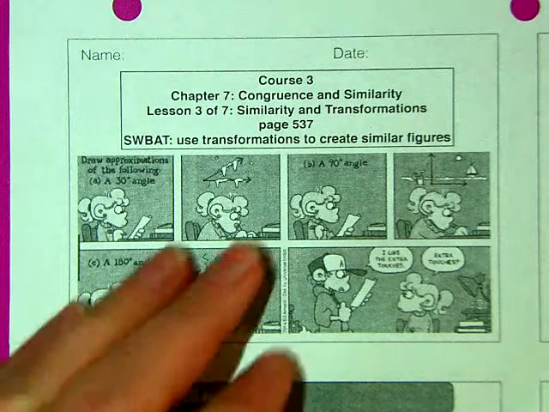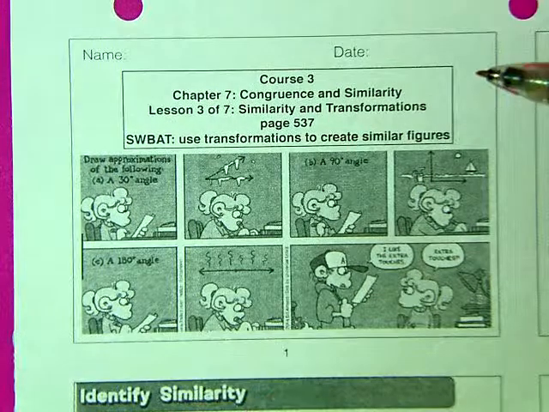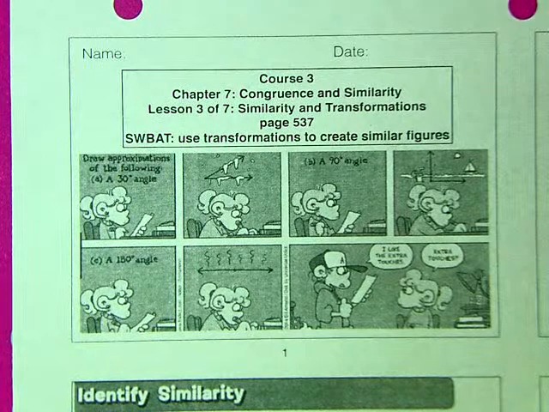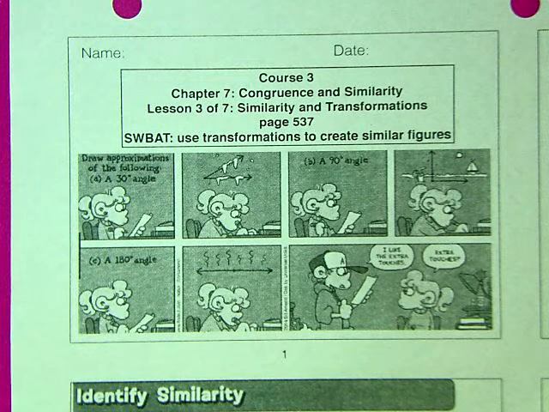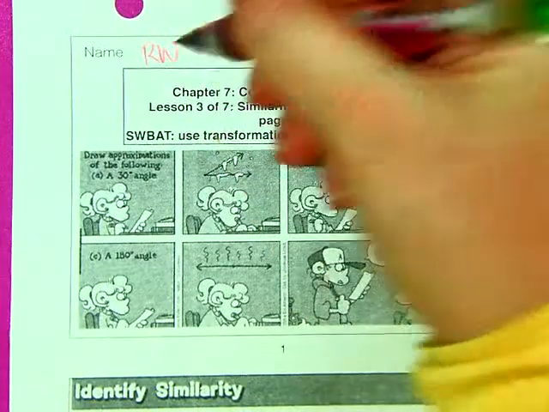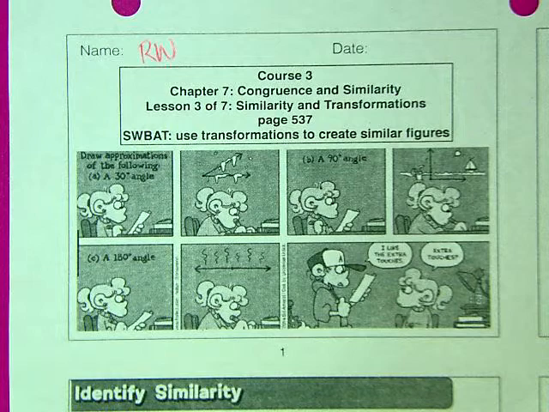We're going to move on to lesson 3 called similarity in transformation. So how we can transform a shape so that it isn't exactly the same, like congruent, but it's similar. So name and date. Take a moment to read this comic. It's kind of fun. And then we'll move on to slide 2.